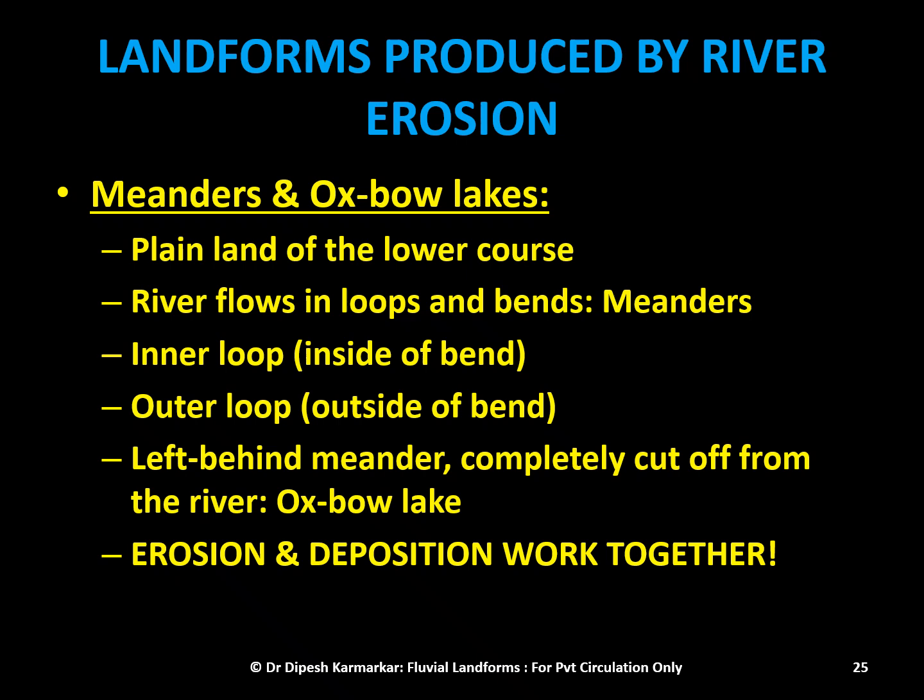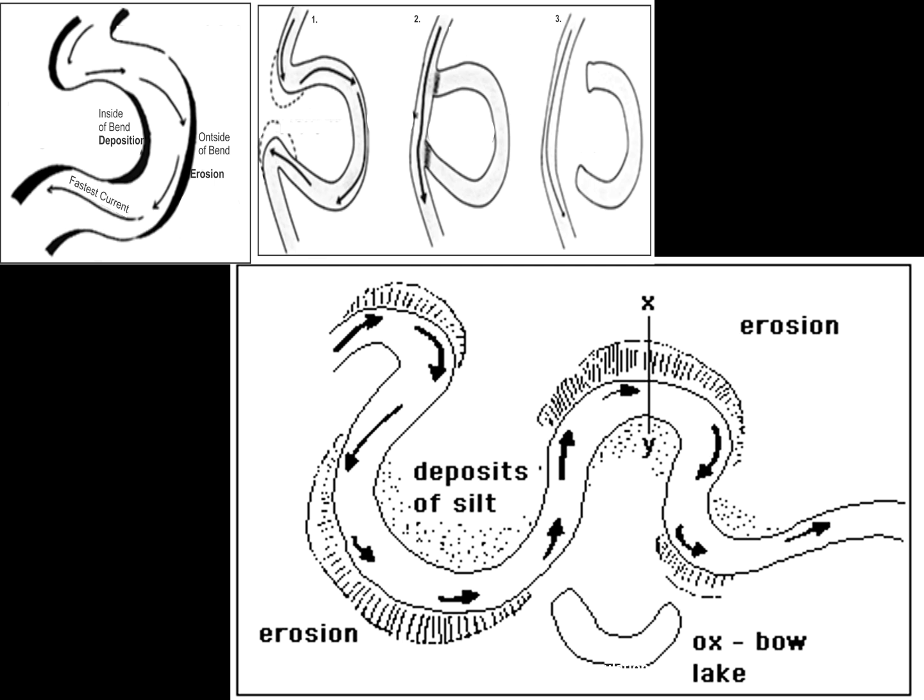Notice that here erosion and deposition both work together. Erosion at the outer bank and the neck, and deposition that seals off the lake. So meanders are a classic example of erosion landforms as well as deposition landforms. Now these diagrams show the process of how a meander evolves step by step and eventually gets cut off to form an oxbow lake.